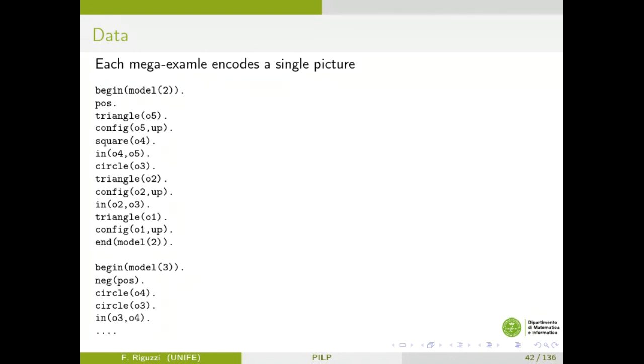And this interpretation describes a picture where you have a triangle which has identifier O5. O5 is a triangle pointing up. O4 is a square. O4 is inside of O5, so the square is inside the triangle. O3 is a circle, and so on. In general, you may have more than one example per mega interpretation. In this case, if you have more than one example, the atom should have an argument to distinguish the various examples. And then you have a negative example, which is a picture where the target predicate is enclosed in a neg predicate, stating that in this case, pos should be false, so it's a negative example.